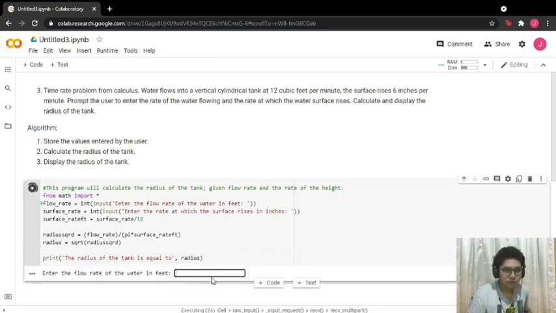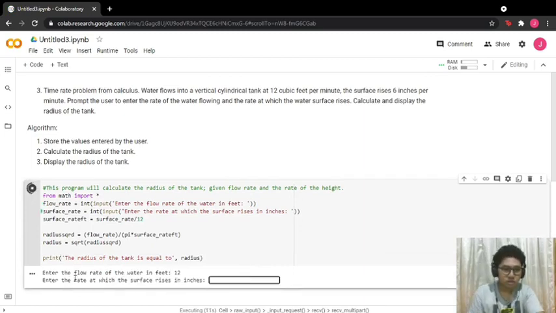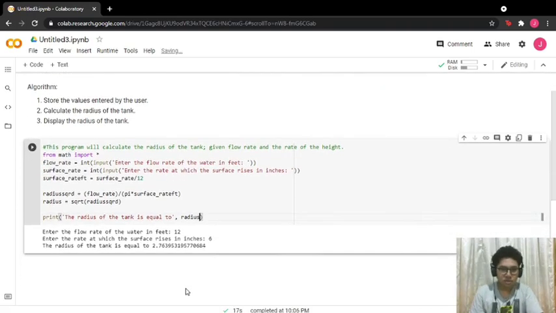Enter the flow rate of the water in feet, that is 12 cubic feet per minute, and then enter the rate at which the surface rises in inches, that is 6. Then our radius of the tank is equal to 2.76, and that is in feet.